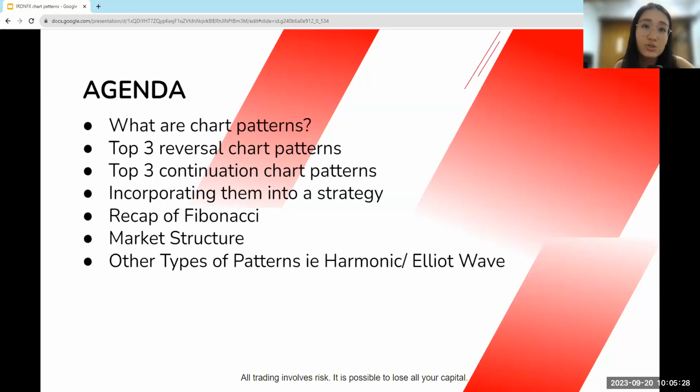Okay, so here's our agenda for today. We're just going to get right into chart patterns, looking at the top 3 reversal chart patterns and the top 3 continuation chart patterns. And then we're going to look at how we can incorporate them into a strategy. If we have time after that, which we probably should have, we'll then do a recap of Fibonacci and market structure, because that leads us into other types of patterns, such as your harmonic patterns and your Elliott wave patterns as well. So we're just going to add a bit of bonus for this webinar. If you have any questions throughout the webinar, feel free to let me know in the chat. And yeah, let's go ahead and get right into it.